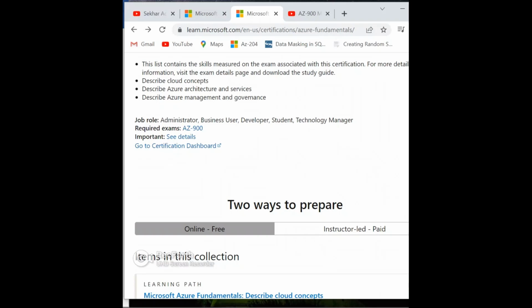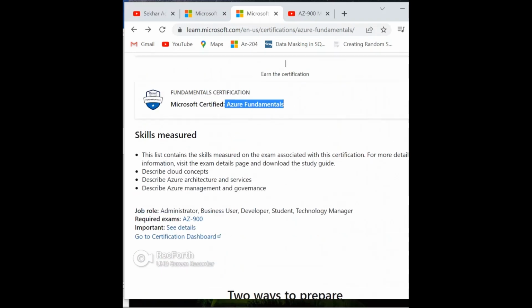Candidates should be familiar with general technology concepts, including networking, storage, compute, application support, and application development. Don't worry, you don't need to have any expertise in those concepts, you just need basic knowledge about them. Azure Fundamentals can be used to prepare for other Azure role-based or specialty exams, but it is not a prerequisite for any of them.